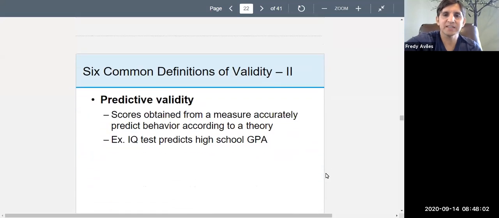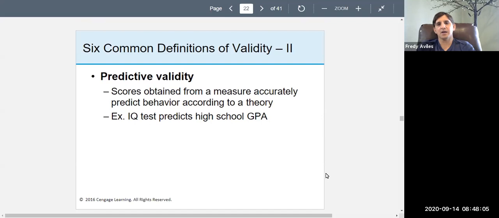There's also predictability. Predictability is something that's more useful in my opinion. Predictability means that the scores obtained from a measure accurately predict some behavior or something the theory says it should predict. Predictive validity means that the test actually predicts something that should be related to the actual thing you're trying to measure. Like an IQ test, let's say, should predict high school GPA. So if the IQ test says you're intelligent, then we should be able to predict that that person with a high IQ also probably has a high GPA, right?